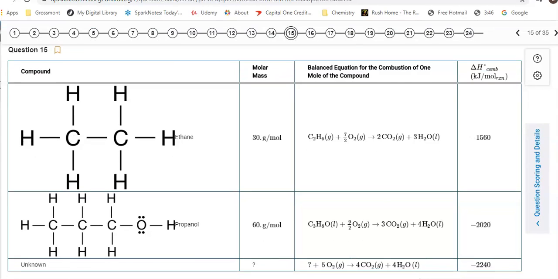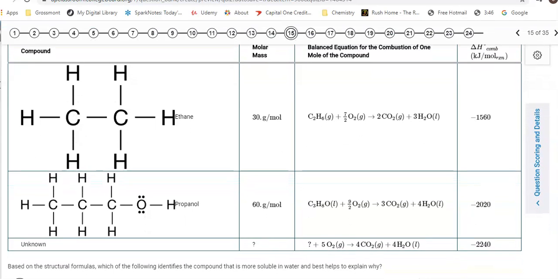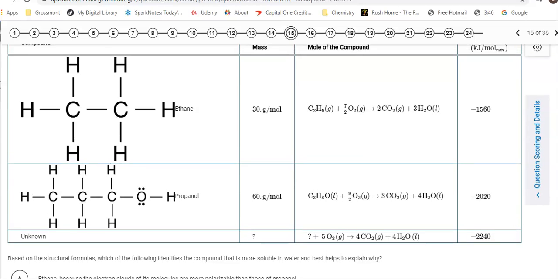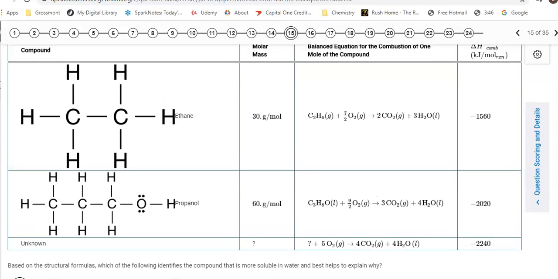You're given a couple of compounds here. Ethane is the first one, propanol is the second one. Ethane is totally nonpolar. It's perfectly symmetrical. It's a hydrocarbon. Hydrocarbons are nonpolar. The propanol is polar. It has an oxygen, which is highly electronegative, sitting way down at one end, so it's going to be pulling all the electrons in the entire molecule down to that end.